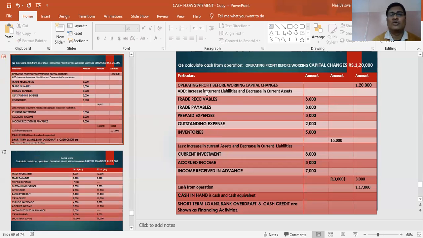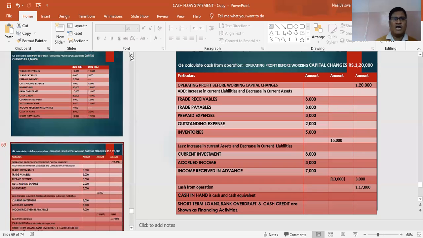See over here, we will be writing particulars and amount, because these are the particulars for the cash flow statement. Operating profit before working capital changes given in the sum is 1,20,000. We have to add increase in current liability and decrease in current assets. So we will see which current liabilities are increasing and which current assets are decreasing. Trade receivable is no doubt a current asset, and there is a reduction in trade receivables.